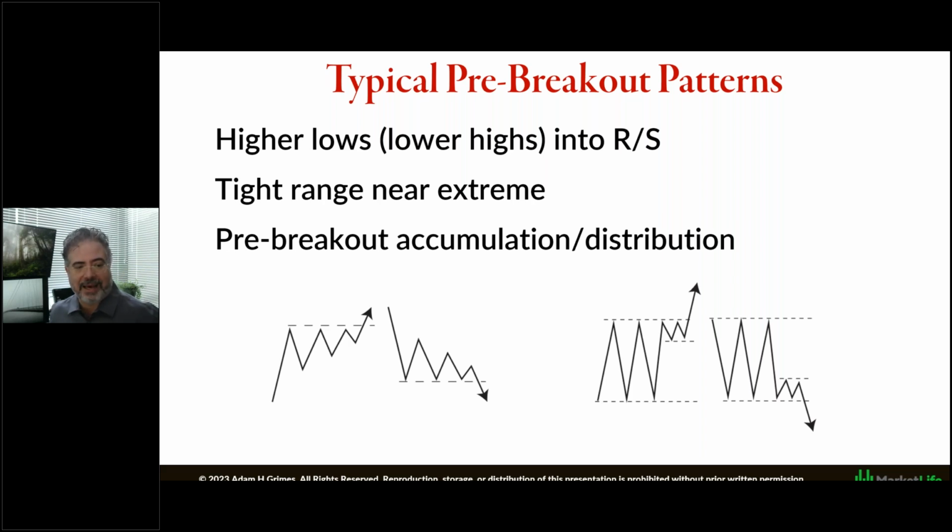Typical pre-breakout patterns for good breakouts: higher lows, and this is straight from the book, into resistance or support. And that's what we have here. See these higher lows, or in the case of the breakdown trade, lower highs. Tight range near extreme, and that's what you have here, this little sub-range, which can be just a few bars sometimes, and pre-breakout accumulation or distribution. So we can look at shadows, wicks, reversal complexes, things like that we've talked about in previous sessions.